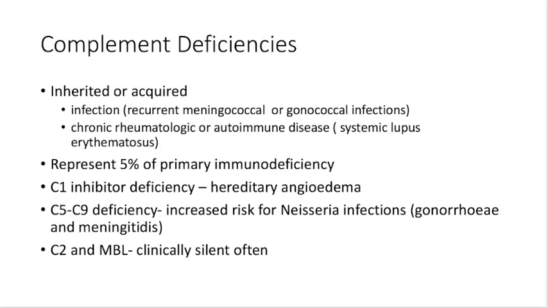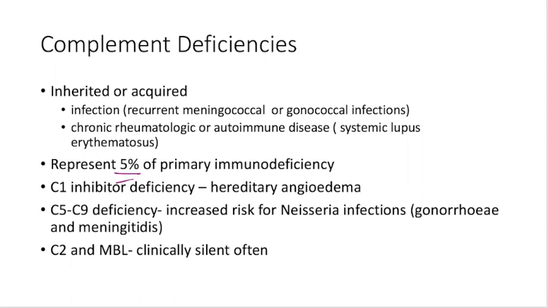All right, so we can get complement deficiencies, which can be inherited or acquired. Again, infections are going to be the way that we present. Complement deficiencies are pretty rare. They only represent about 5% of primary immunodeficiencies. We have a couple different types.